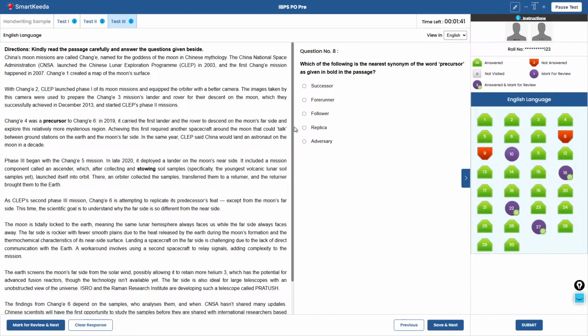Which is a synonym of 'precursor'? Successor, forerunner. Forerunner means something that was ahead, right? Was a precursor, but follower. Precursor means follower.